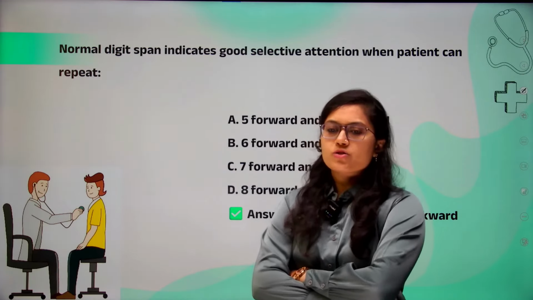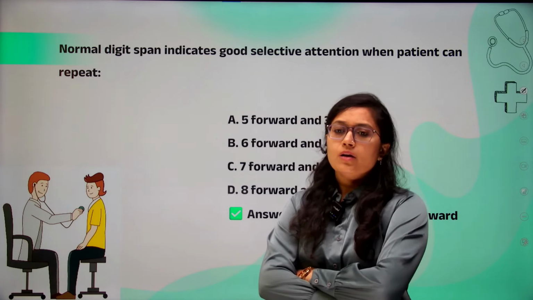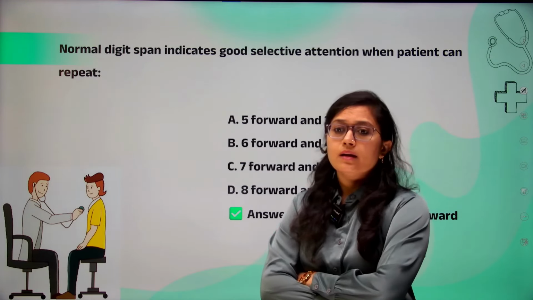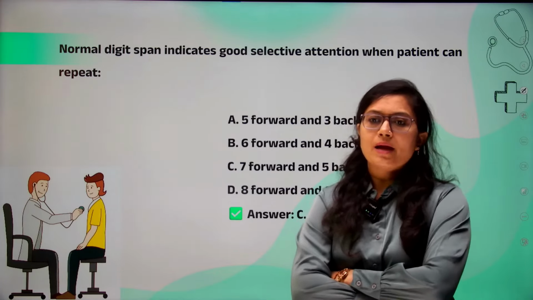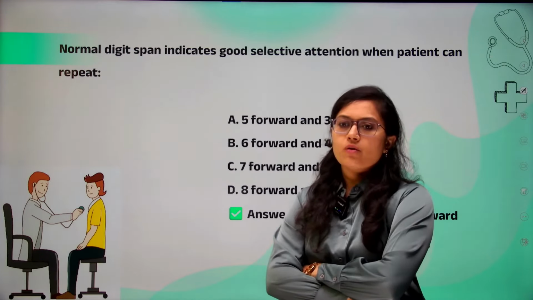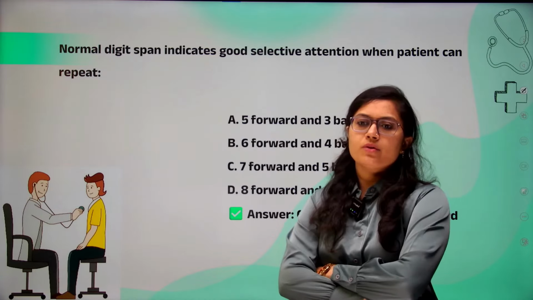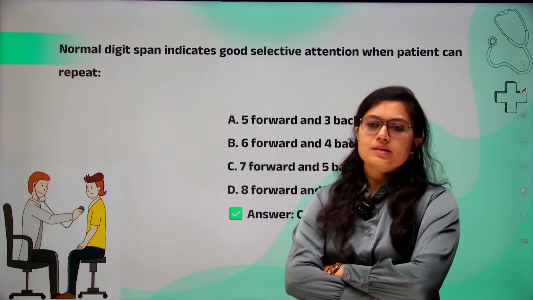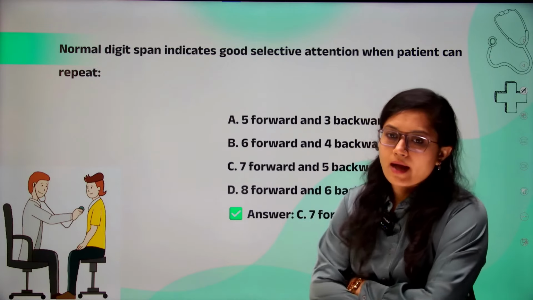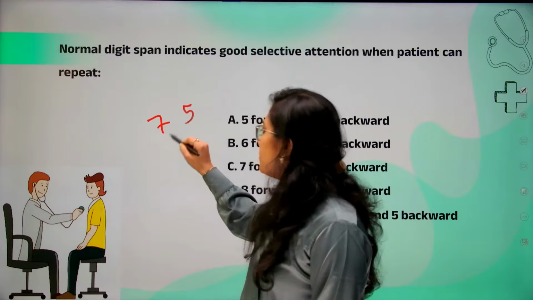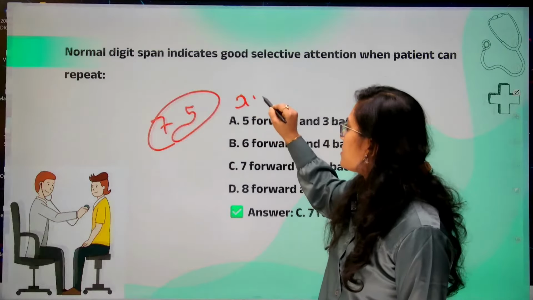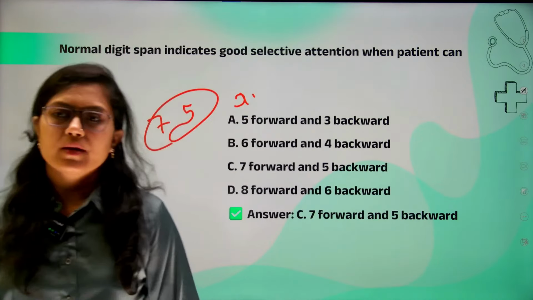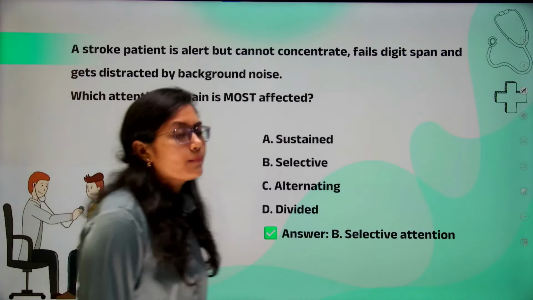Okay, now the next question is, normal digit span indicates good selective attention when the patient can repeat 5 forward and 3 backward numbers, 6 forward and 4 backward numbers, 7 forward and 5 backward numbers, or 8 forward and 2 backward numbers. Answer C. Yes, that is 7 forward and 5 backward numbers, 7 and 5. That was there in a digit span test. Correct answer, that is answer C.